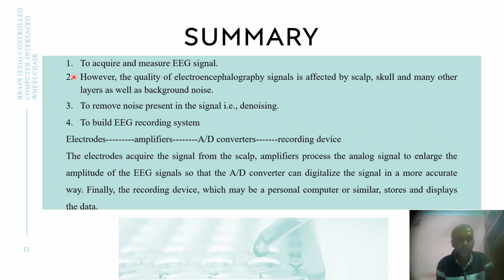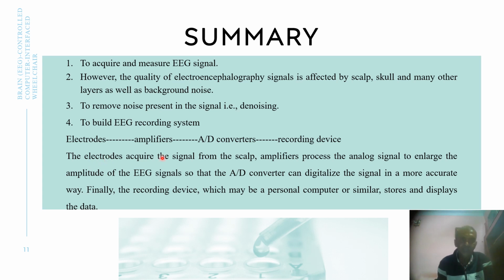Summary: first, to acquire and measure EEG signal. Second, however, the quality of electroencephalography signals is affected by the scalp, skull and many other layers as well as background noise. Third, to remove noise present in the signal, that is denoising. Fourth, to build an EEG recording system. First of all, electrodes are used, then amplifiers, then A to D analog to digital converters, and then finally a recording device is placed.